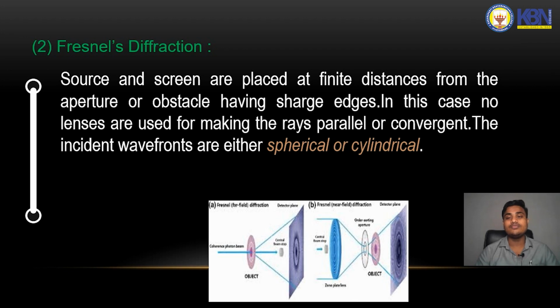But in case of Fraunhofer diffraction, we are using convex lens in order to make the rays parallel. But in case of Fresnel diffraction, there is no use of any lenses to make the light rays parallel. These incident wavefronts are either spherical or cylindrical. These are the two diffractions based on the three factors: source, screen, and the aperture.